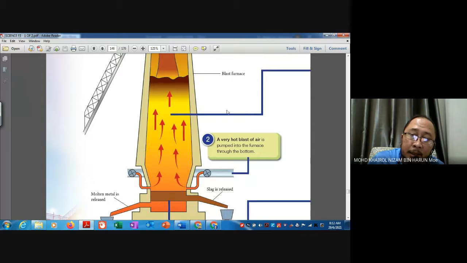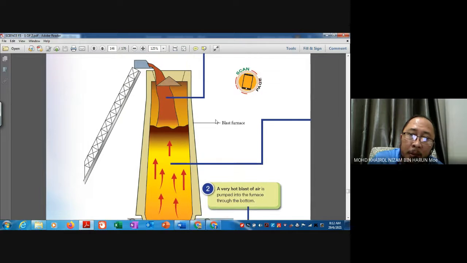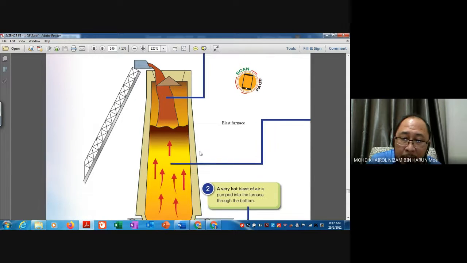The real process is very complicated, but the diagram shows it as simply as this. Just to show you a simple explanation about how iron is extracted from its ore. Okay, so now we have ore like this.